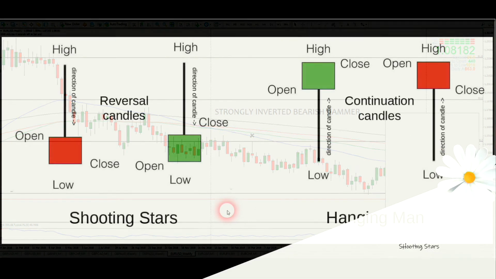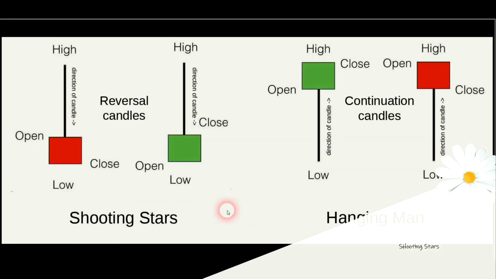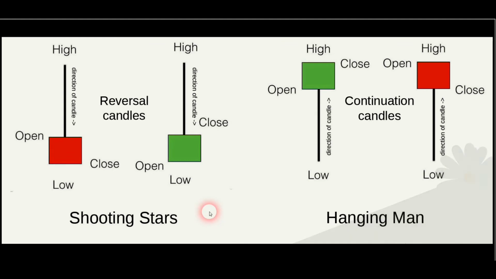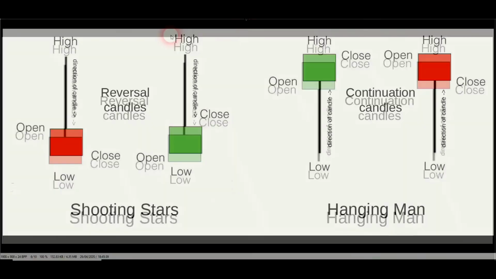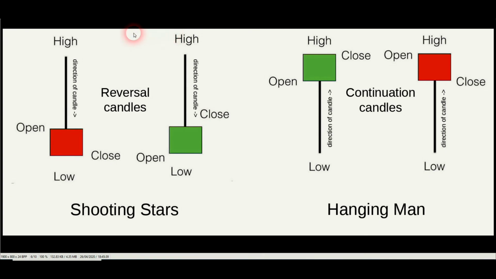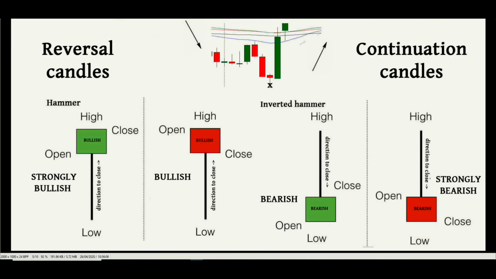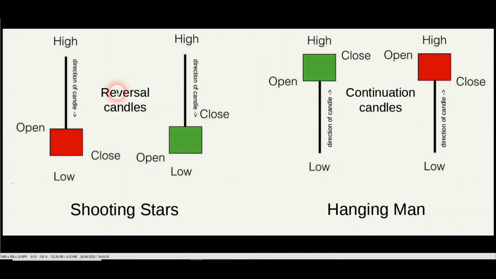Okay, so now we're going to take a look at shooting star candles and hanging man candles. Shooting stars are reversal candles and will only appear at the top of a chart. They are of course the same as a hammer at the bottom of the chart. So hammers and shooting stars are mirrors of each other.